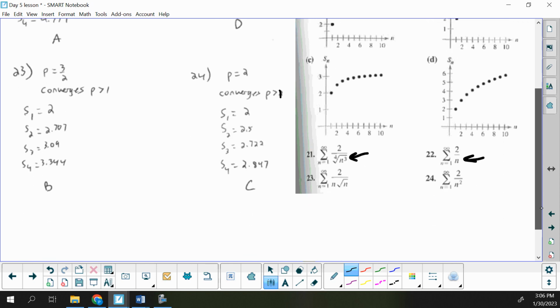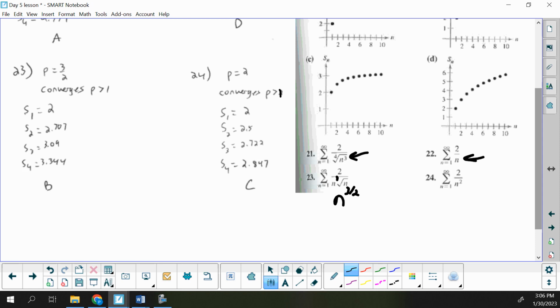And then in 23, we've got that very similar to what we saw in one of the problems on the last slide. N to the first times n to the half. We really have n to the 3/2. So that's p is greater than 1, so that's converges. And then 24, p is also greater than 1, so that's converges.